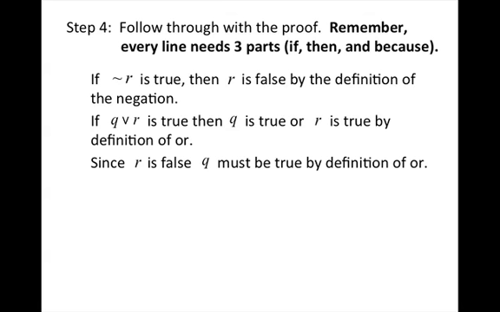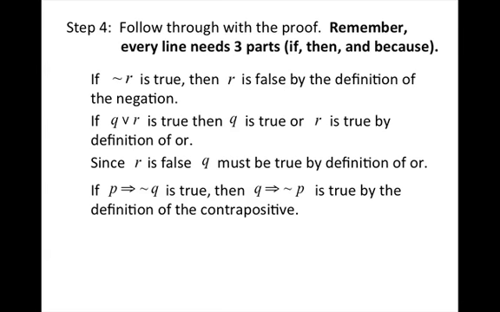Next, I want to use the fact that Q is true and the fact that the contrapositive is true. But before I can use the fact that the contrapositive is true, I have to prove it. It wasn't one of my givens. So start with the implication that you were given. You were given P implies not Q is true. Because this is true, I can conclude that Q implies not P is true. I can conclude that its contrapositive is true by definition of the contrapositive. Since Q implies not P was not given to me in the problem, I have to prove it. It has to be a line in my proof.